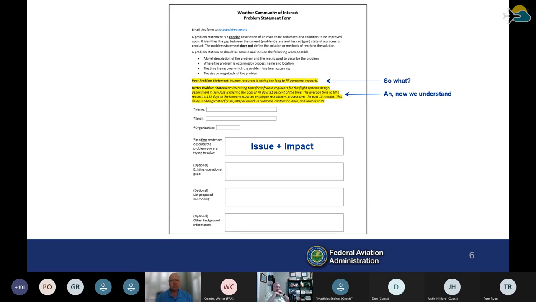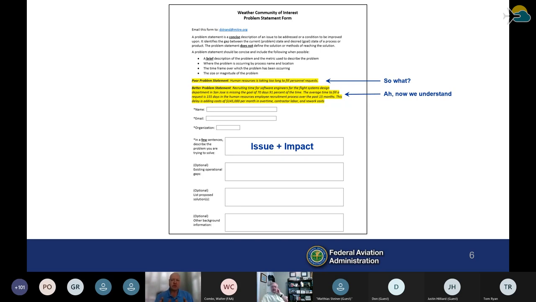And what it came down to as we were looking at these, if you would see somebody's problem statement and we could go, so what? Well, you really haven't defined your problem statement. So that's what we did here. We said, here's a so what problem statement, here's a better way to define it. Okay, we got it, we understand. What's your issue and what's it impacting?